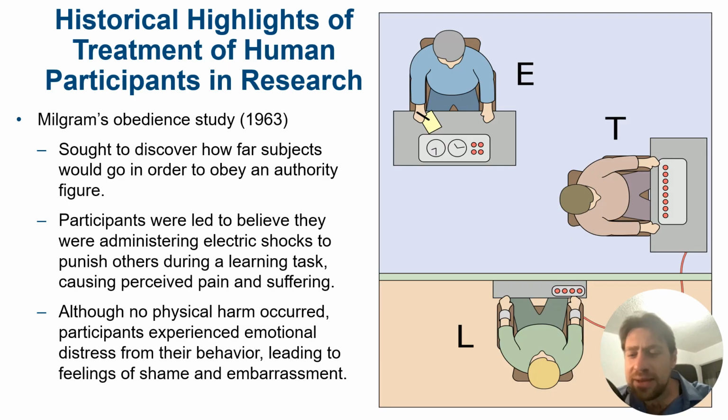So in the previous slide, we saw examples of physical harm arising from medical studies. But there are also several examples of studies in psychology that have also raised eyebrows, not by inflicting physical harm, but by inflicting psychological harm. And one famous example is the Milgram study. This was a study on obedience and how far people are willing to go to obey an authority figure.